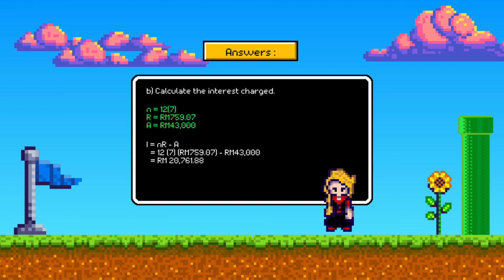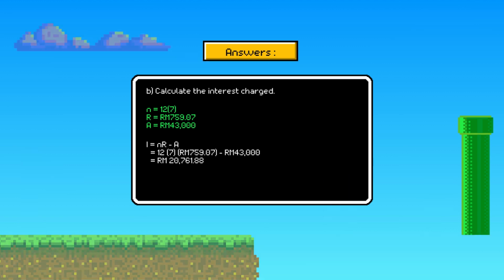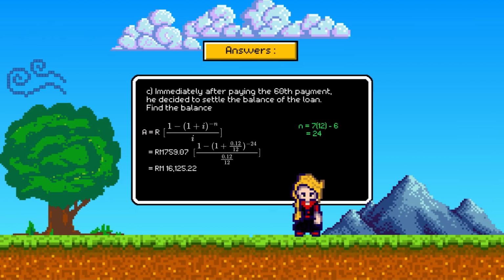Next, question 4b. Calculate the interest charge. So, we need to use the formula of interest, which is I equals n times R minus A. You just need to insert the given values into the formula. And we got the answer for the interest, which is 20,761 ringgit and 88 cents.